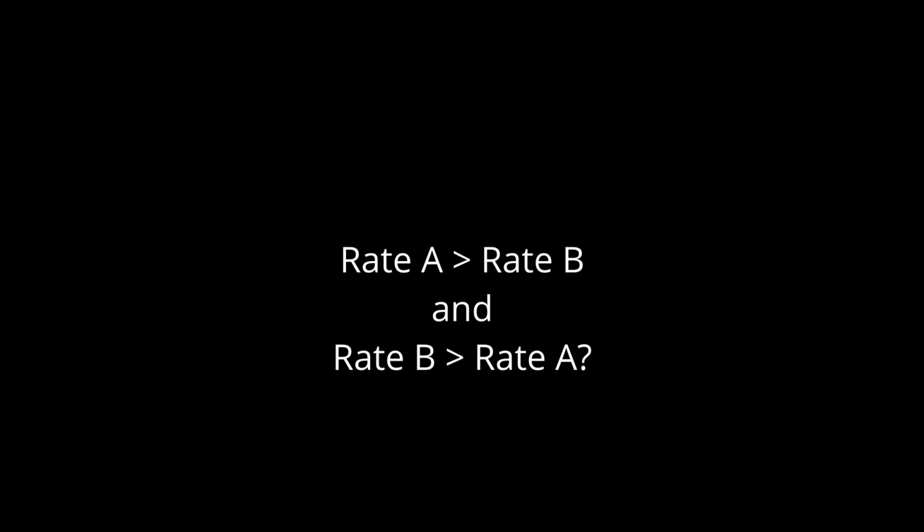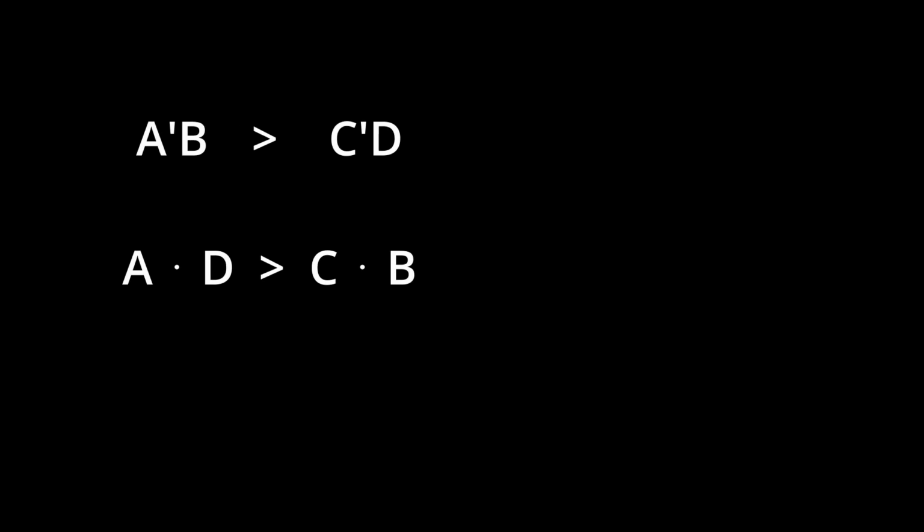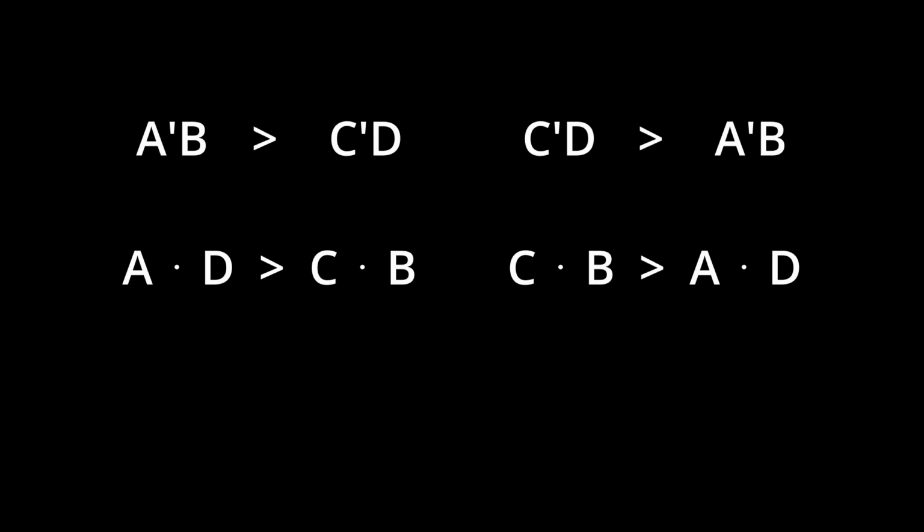For that to be the case, let's say that there are two rates, A per B and C per D. And let's say that A per B is more than C per D, in the sense that I've defined. So A times D is more than C times B. Well, now that I've written it out, I can see clearly that for C per D to also be more than A per B, C times B would have to be more than A times D. But I know that if a number is more than another number, it can't also be less than it, so this can't happen.